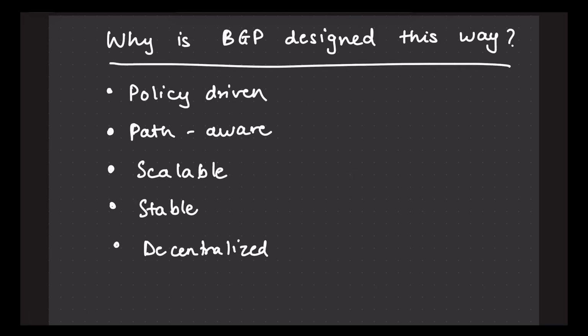BGP was designed this way because BGP is policy driven, it is policy aware, it is scalable, it is stable, and it is decentralized. That means BGP must be configured carefully because a single small mistake at an edge router can lead to route leaks or large internet outages.